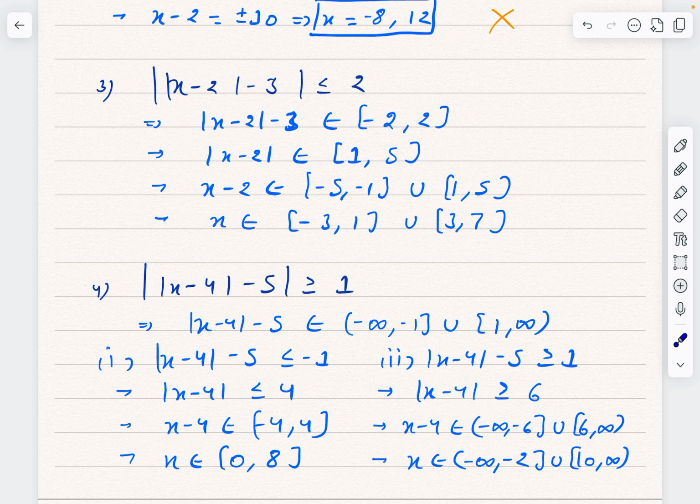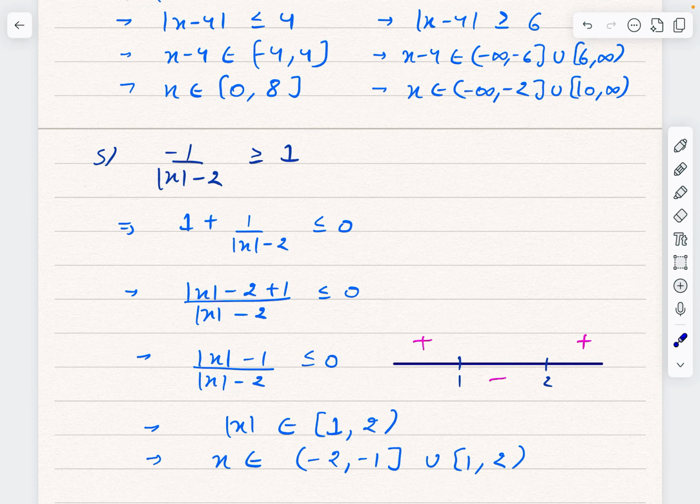In the second case, 1 to infinity means greater than or equal to 1. So |x minus 4| greater than or equal to 6. So x minus 4 belongs to, using the third property, minus infinity to minus 6 union 6 to infinity. Add 4 to each term, you get minus infinity to minus 2 union 10 to infinity. I hope it makes sense to all of you. Next one.